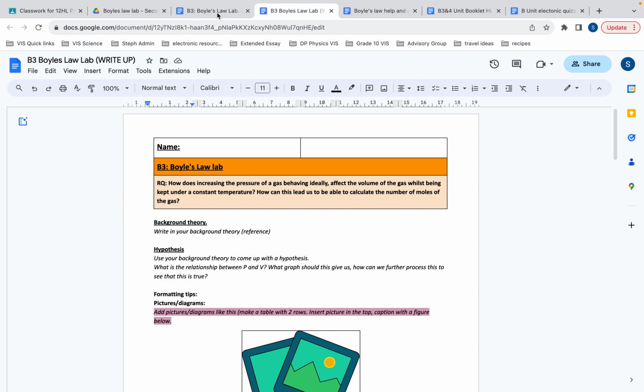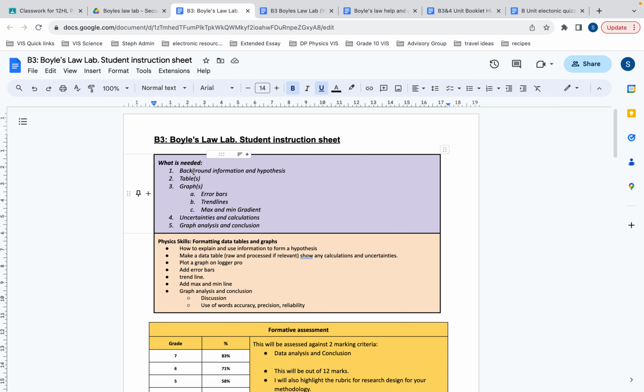For this write-up, just to go over, we're looking for you to have the background information and hypothesis. We want you to have the tables. Again, you might have one table or you might do two tables, one for raw and one for processing. That is up to you. We're also looking for graphs, potentially 2 graphs, or I would expect 2 graphs. Again, this time keeping your error bars like last time, looking at the trend lines, but this time we're going to take it to the next step and start adding in our max and min gradient. I also want to see observation and discussion about your uncertainties, and also your calculations need to be shown as well. Remember, one example calculation for each one that you do.